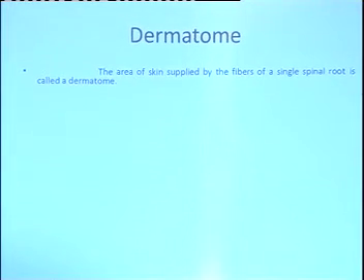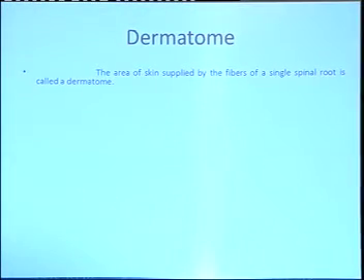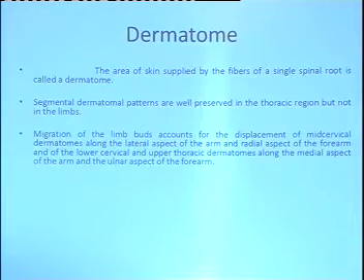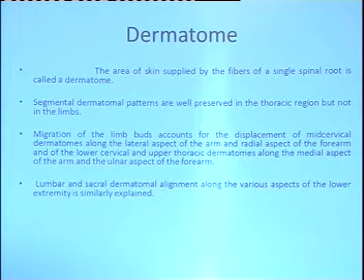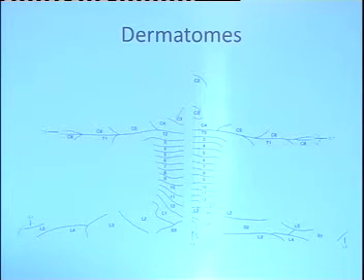We should know the concept of dermatome, which is the area of the skin supplied with the fibers of a single spinal root, called a dermatome. Segmental dermatomal patterns are well preserved in the thoracic region, but not in the limbs. Migration of the limb bud accounts for the displacement of mid-cervical dermatomes along the lateral aspect of the arm and lower along the medial aspect. Same thing for the lower limbs, and the line separating the more rostral segments is called the axial line. So these are the dermatomes you should know, because then you will be knowing which root is being affected.